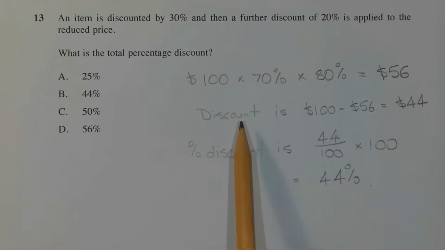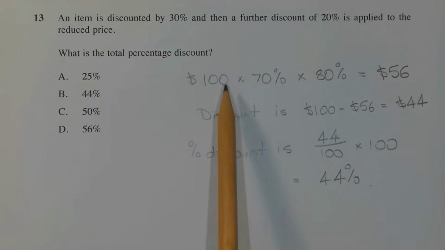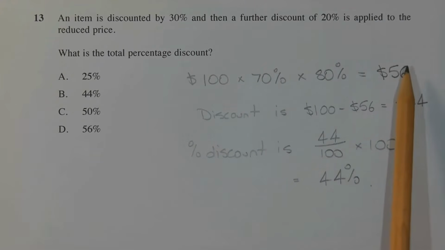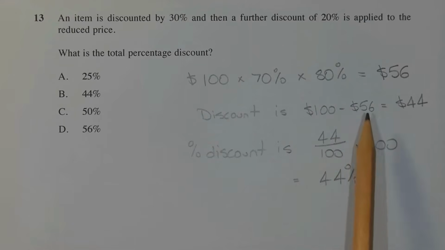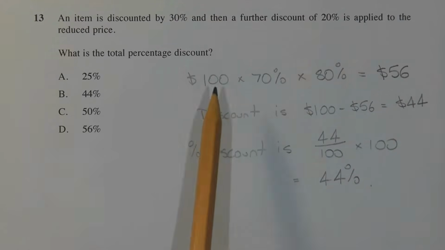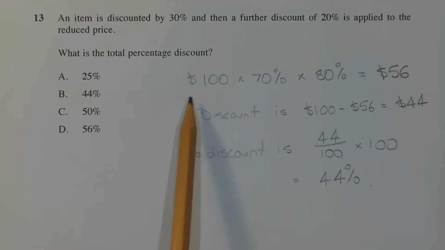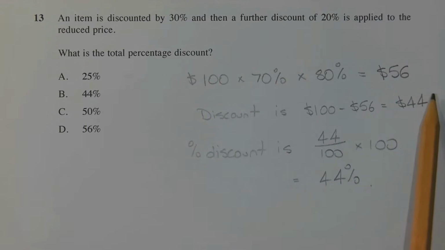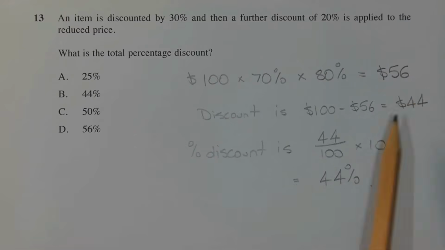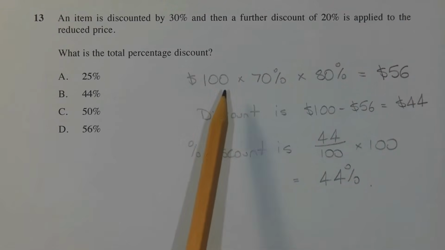So the discount is the difference between the original selling price and the final selling price. So $100 minus $56 is equal to $44. And since we started with an original selling price of $100, we can interpret this number here, $44, as the actual percentage discount of 44%, which is why I like to use $100 to begin with.